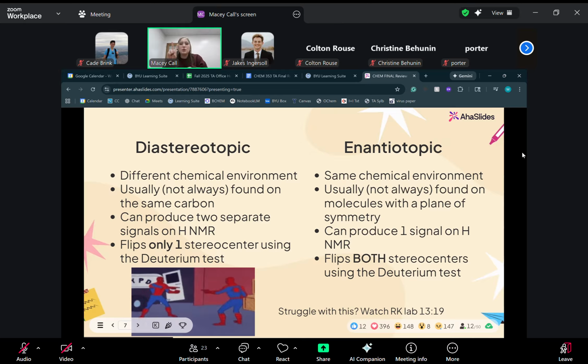So they're going to produce two separate signals on H NMR, and then when I'm doing the deuterium test, only one of the stereocenters will flip. So if I have R and S, if I do the deuterium test, it might switch to R and R.